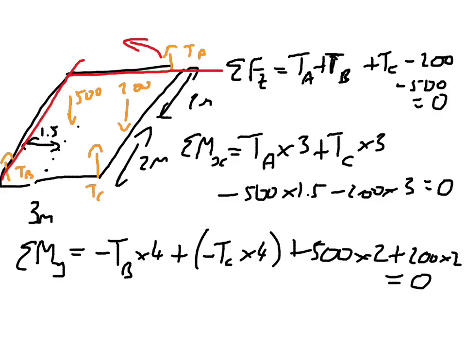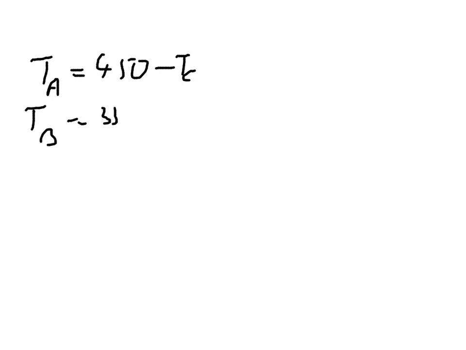Taking those, the first thing we do is use equations 2 and 3, the sum of the moments in x and the sum of the moments in y, and we can get TA and TB in terms of TC. Rearranging the sum of the moments in x, we're going to have TA equals 450 minus TC. And rearranging the sum of the moments in y, we're going to have TB equals 350 minus TC. We can then substitute those into one of our equations. The lecture notes have substituted them into equation 1.